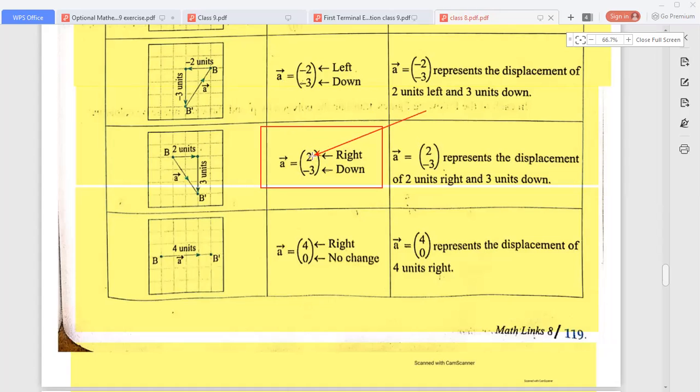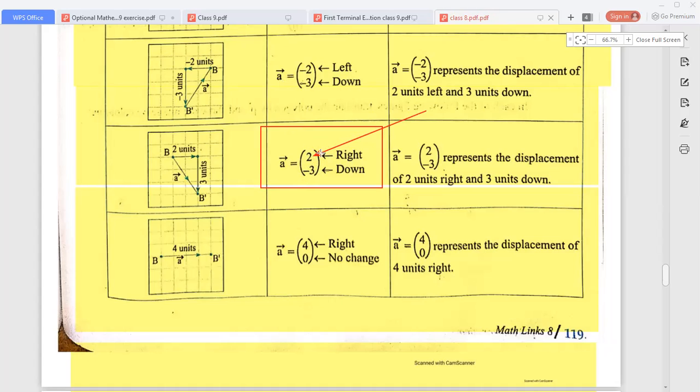You have to say the meaning of this translation. Here the first number is 2. That means we have to go right 2 unit because it is positive. Okay, the number 2 is positive, so we have to go right. सुरुको number positive छ भने right मा जाने, सुरुको number negative छ भने left मा जाने. अब second number positive छ भने up मा जाने, second number negative छ भने down मा जाने.